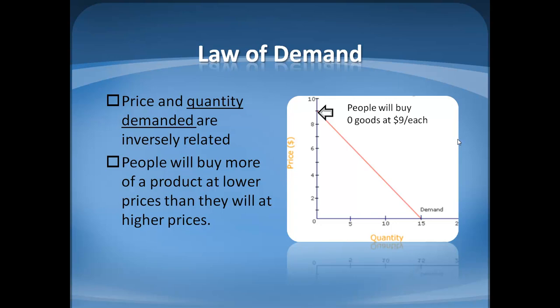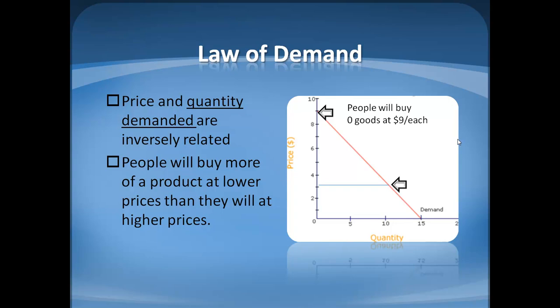At the price of $9, that's what we're looking at on the vertical axis, people will buy 0 goods. Now, what if we change the price to this point here? So we draw a horizontal line. And this horizontal line connects at $3.